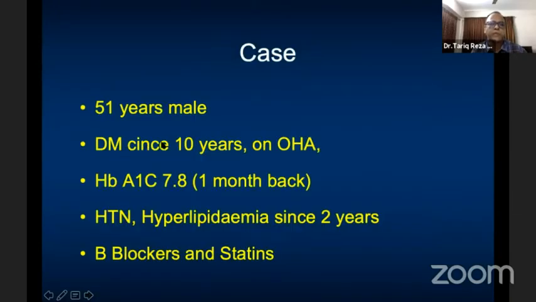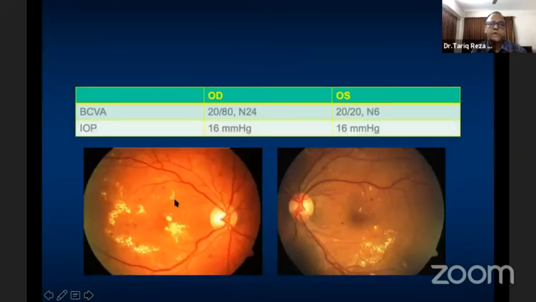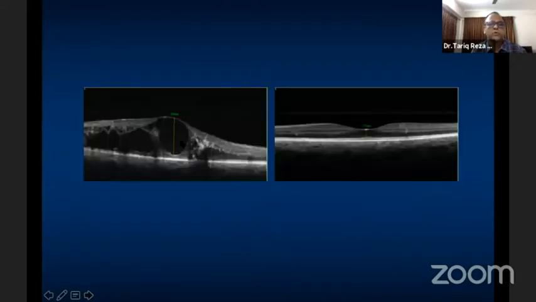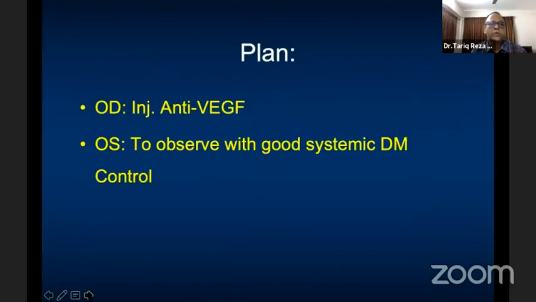This is a 51-year-old male, diabetic for the last 10 years on oral hypoglycemic agents, not properly controlled. He is also hypertensive and has hyperlipidemia. The vision was 20/80 in the right eye, 20/20 in the left eye. This is the FFA, which shows hyperfluorescence, the early and the late phase. The OCT also showed cystoid macular edema in the right eye. So we planned injection anti-VEGF in the right eye and to observe the left eye.